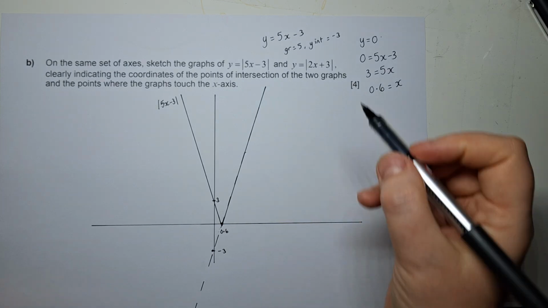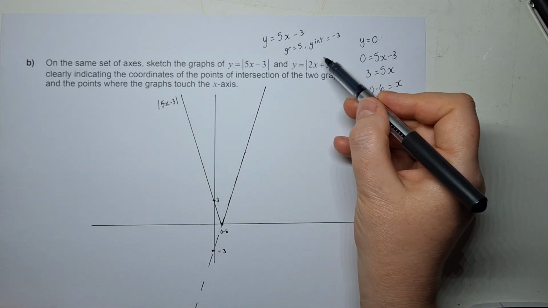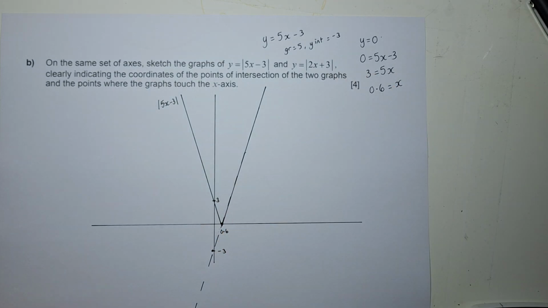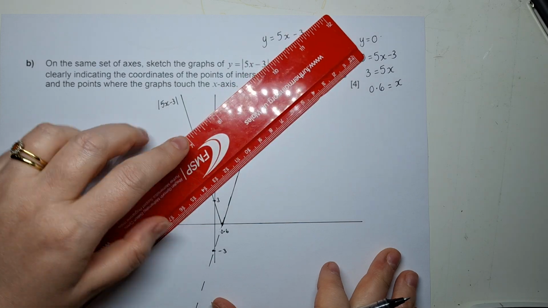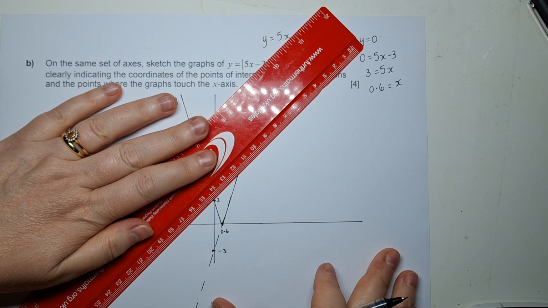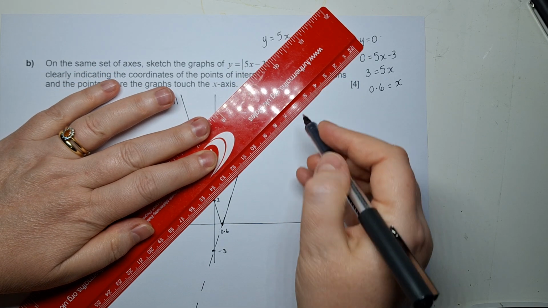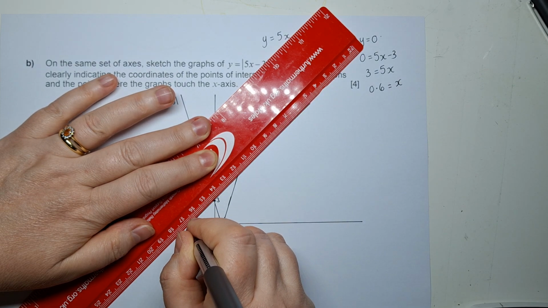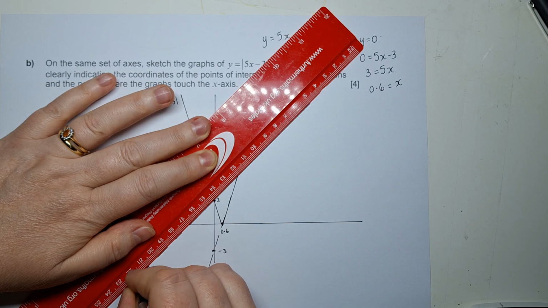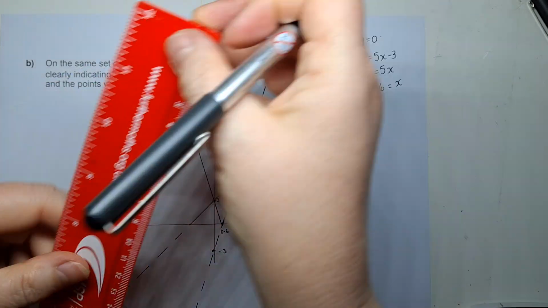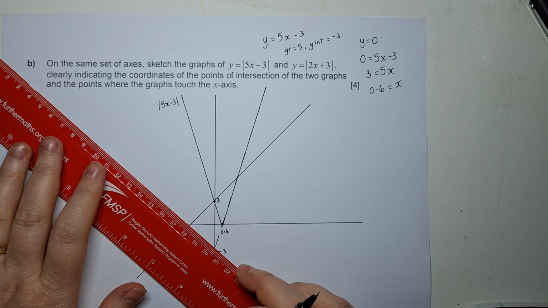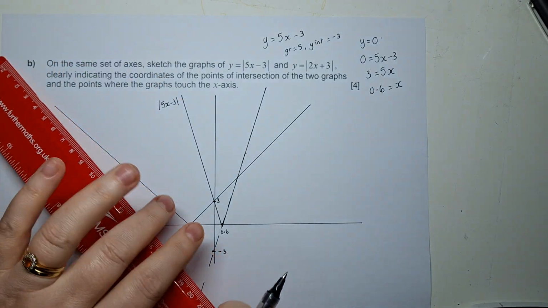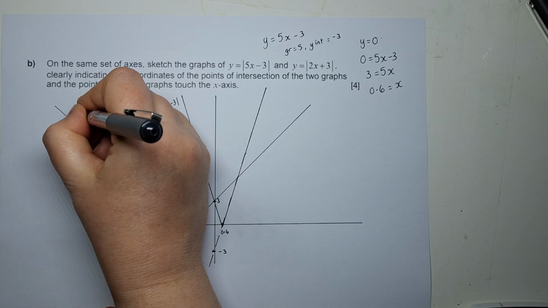The second one is the modulus of 2x plus 3. So it's going to pass through this +3 point I've already marked, but it's not going to be as steep. I'm going to make it visibly less steep. So my graph is going to come down like that. As it hits there, that's the bit of the graph that's going to get reflected, and it's going to reflect up. So I'm going to try and make sure it looks about the right angle like that. So that is modulus 2x plus 3.